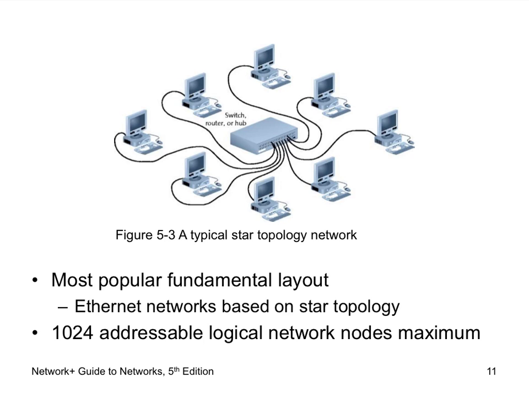And the star is the most popular topology. It has 1,024 addressable logical network nodes per network node, 1,024 per network node can be connected. So very scalable for small, medium, large size organizations.